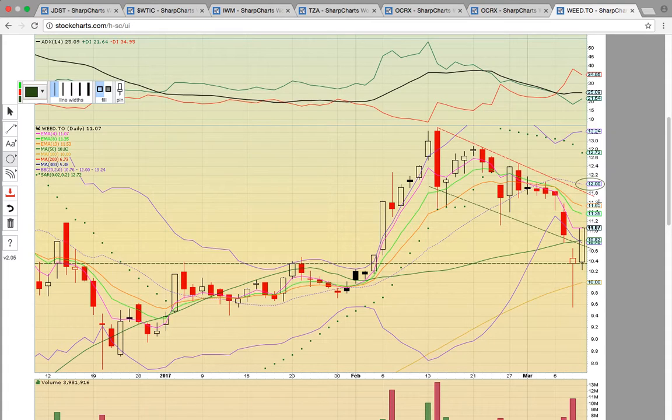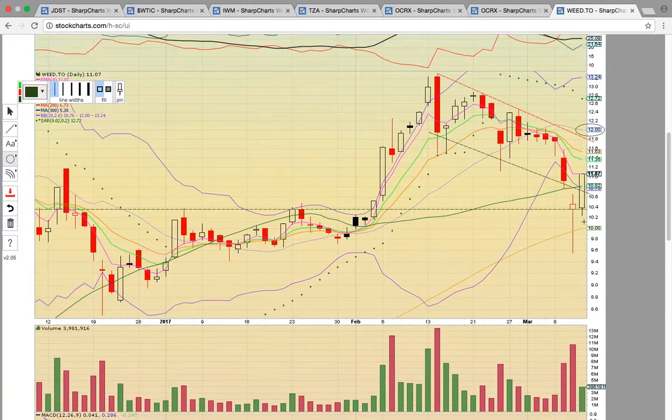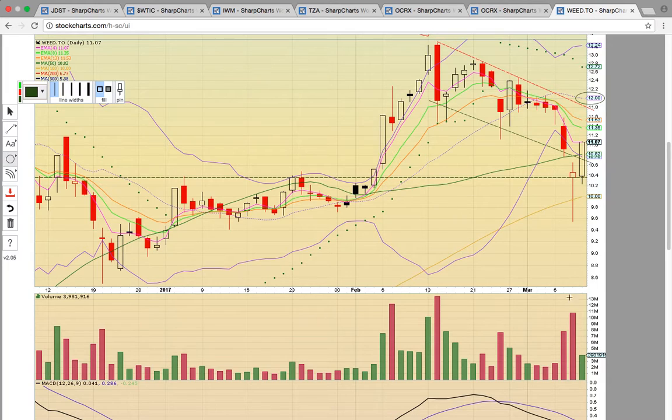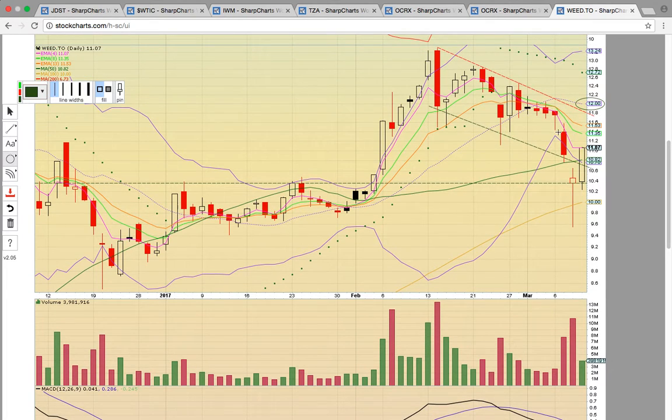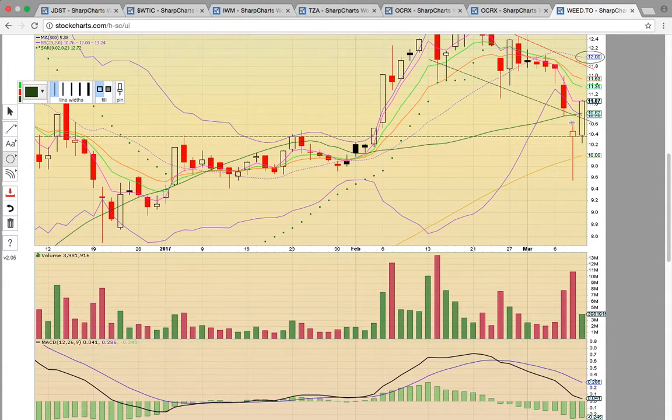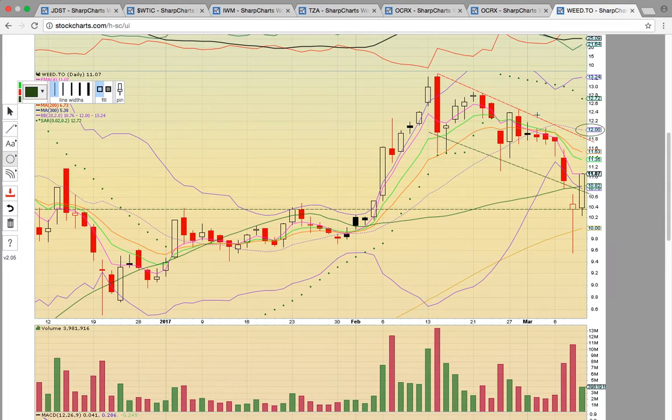But in order to start a new uptrend, it's going to need to get above the middle Bollinger Band, which is currently at 12. So it had a nice bounce today. Notice there was a big volume spike yesterday with this long lower wick in yesterday's candle. That was the load. And now bulls just need to see follow through. They need to see a close above EMA 4, and that would be a signal that the chart is starting to heat up. Okay, so this was a nice bounce today. Keep an eye on WEED.TO.